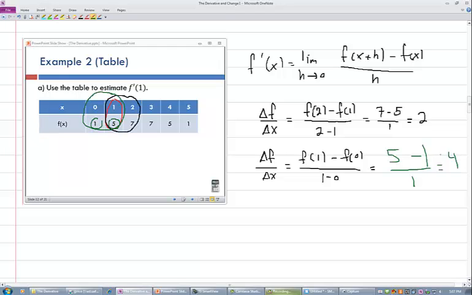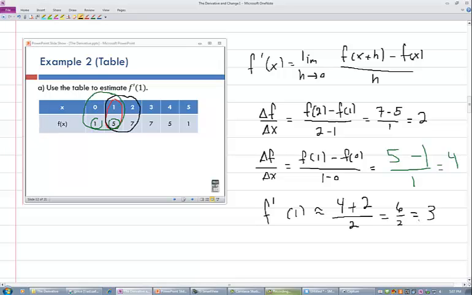So the idea of this is if you go to the left one, you're going to go down 4 on average. And so to find a good estimate, what we want to do here is we can say f prime of 1 is approximately, and we'll just take 4 plus 2. Those are the two average rates of change that we found, and we'll divide this by 2. And so that's 6 divided by 2, and so that's equal to 3.